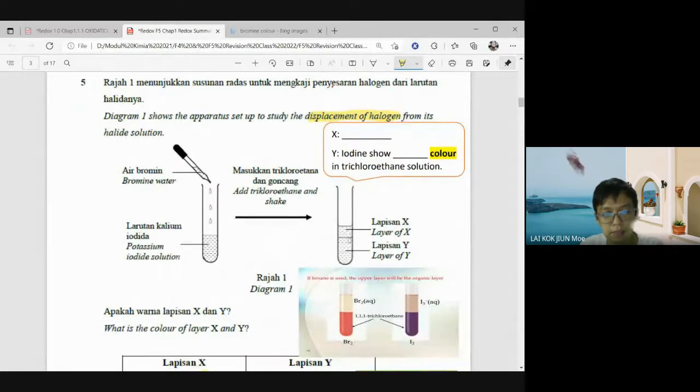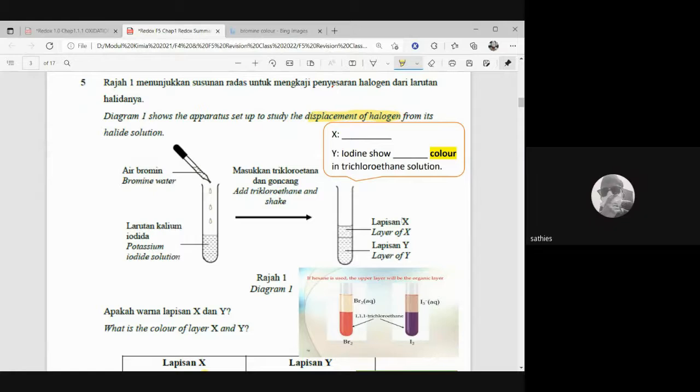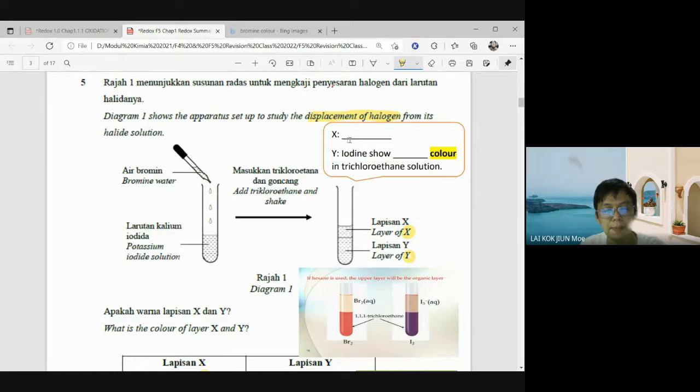Kita ada dua lapisan kan? What do you think is? X is colorless. Dia tanya apa solutionnya? X ialah what solution? X itu solution apa? Kenapa ada dua layer? You rasa X itu apa warna? X itu solution apa?